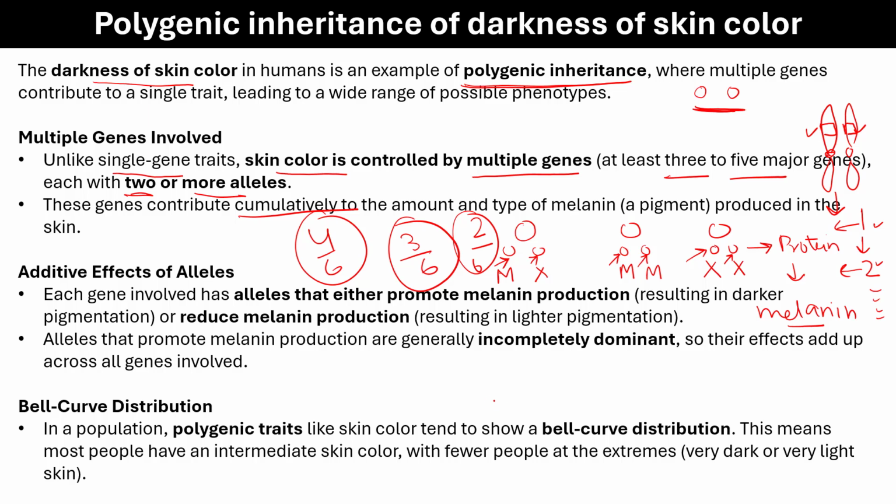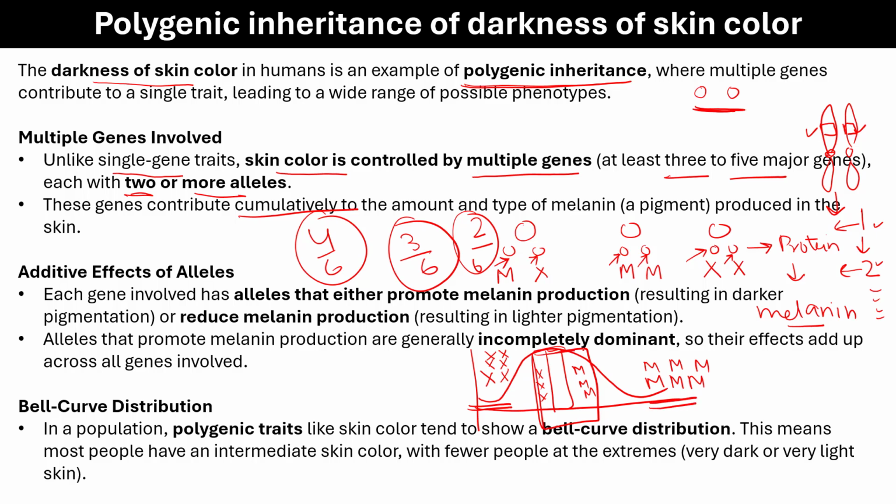So usually you will get a bell curve distribution. That means here you have a lot of recessive alleles, and here you have a lot of dominant alleles. All 6 are dominant, and in the middle you have some recessive and some dominant. So most of the population will lie in this range. There will be few people who have very light skin, few people who have very dark skin, and the majority of the people will have the median or the middle range of the color.